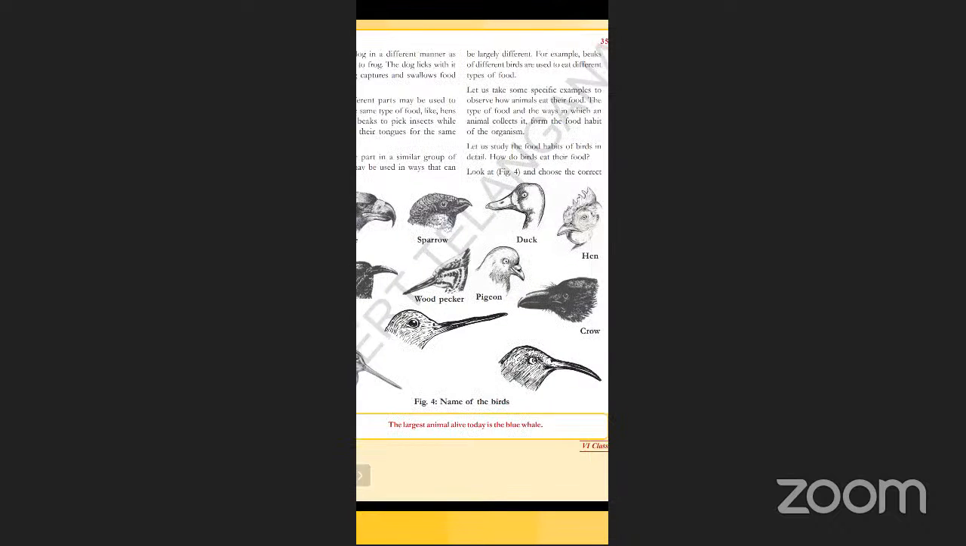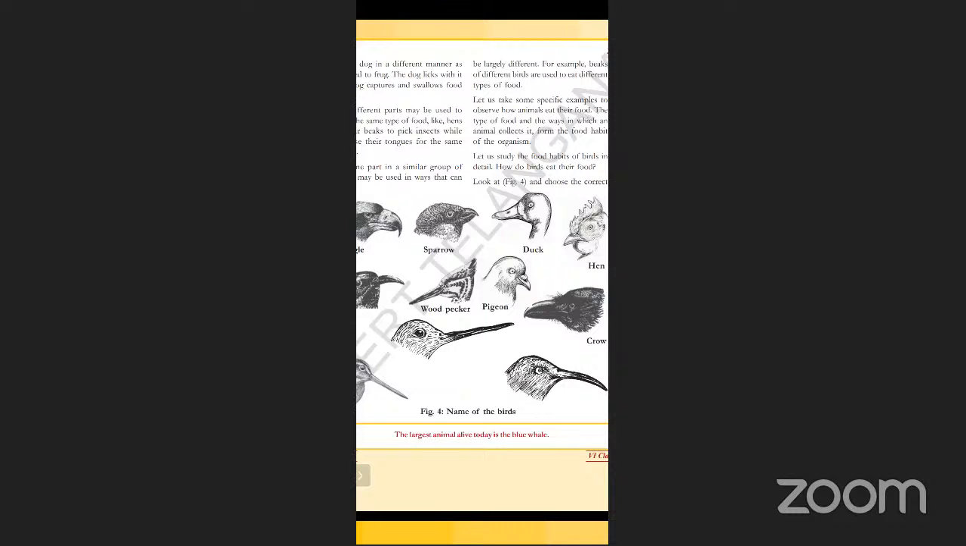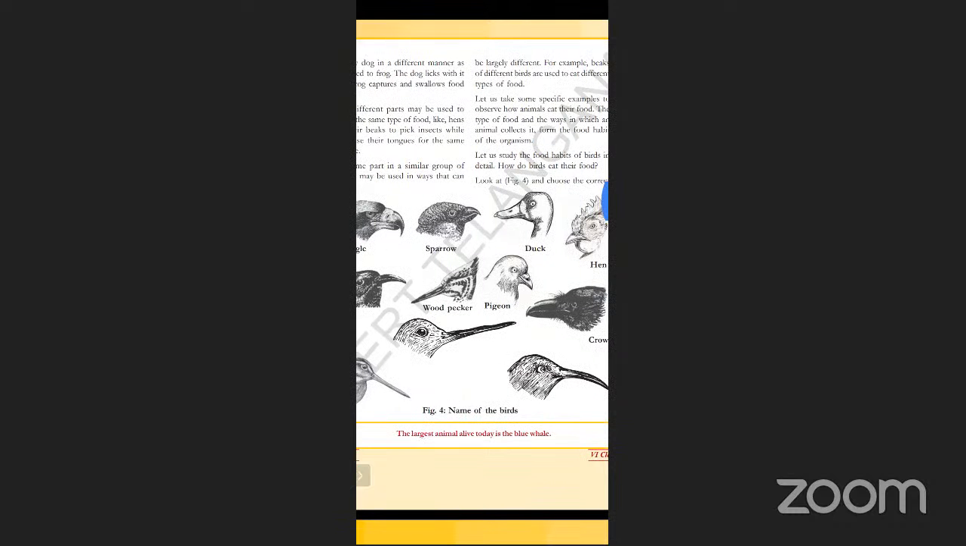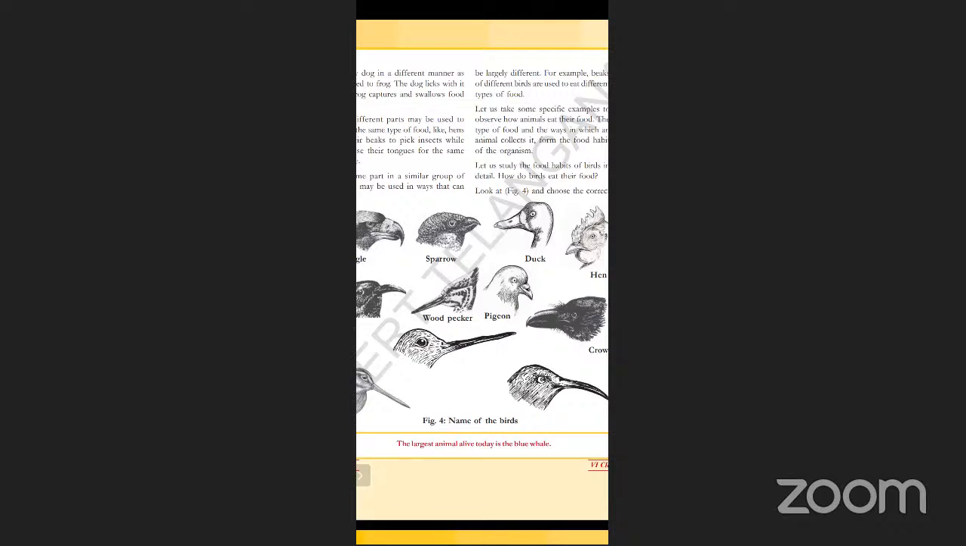See, it is different. Yes or no, children? Why? To collect the food, the beaks are made like that, depending on the body of the animal. Yes? Now, how will birds pick the food?